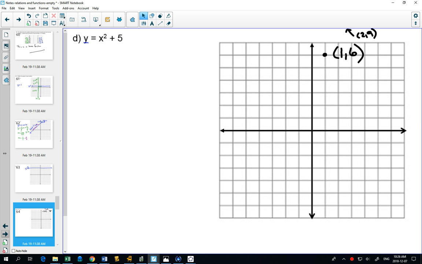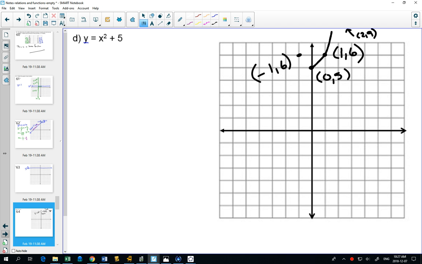Negative 1. What happens when you square the negative 1, though? What's negative 1 times negative 1? Positive 1, right? Plus 5 will be negative 1 comma 6. Perfect. Pick someone for the next point. I want it to be on the graph. Negative 2 and 9 is true. 0 and 5. There we go.